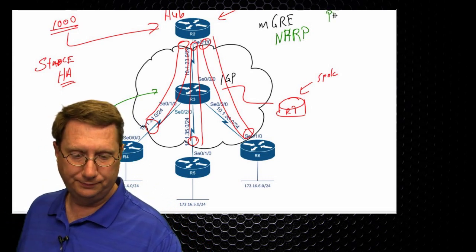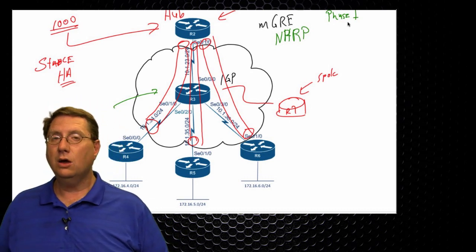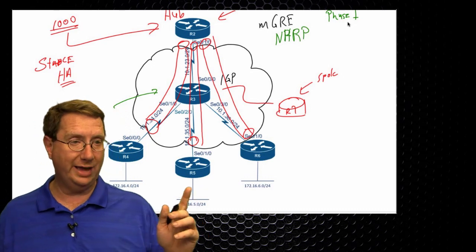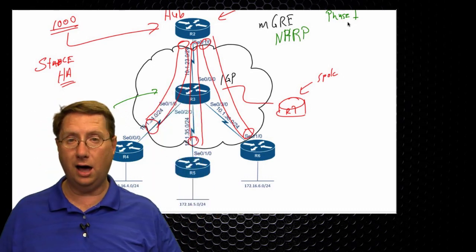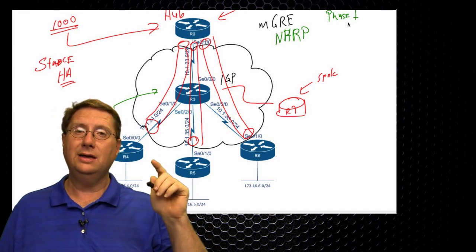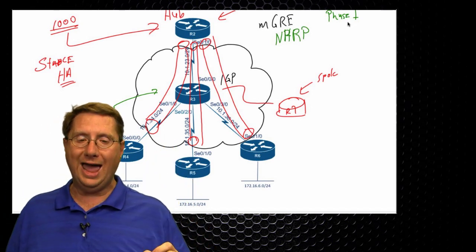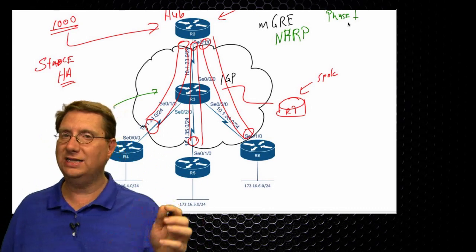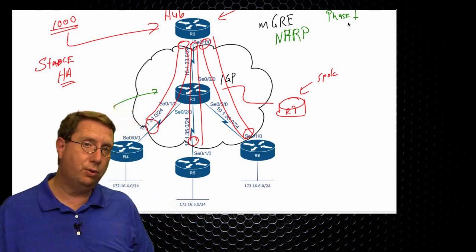Phase 1. Phase 1, quite simply put, is where we create a connection like we have right here, where this device can communicate through the cloud up to the hub and go through the hub to reach other devices. We do not have the idea of spoke-to-spoke connectivity in a Phase 1 DMVPN deployment. So that's the most important element there.